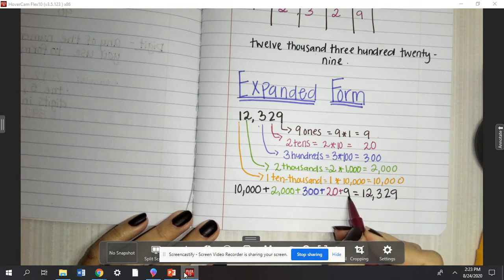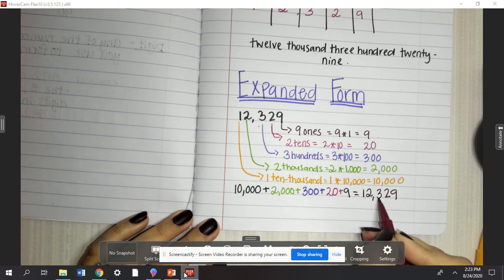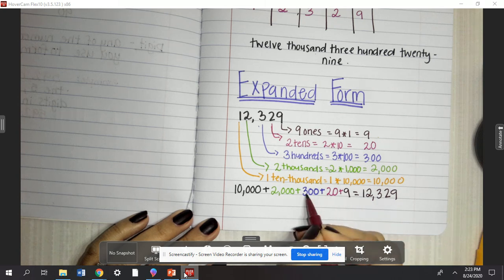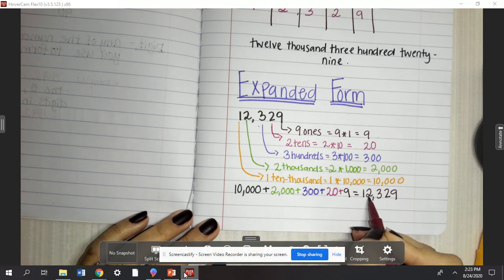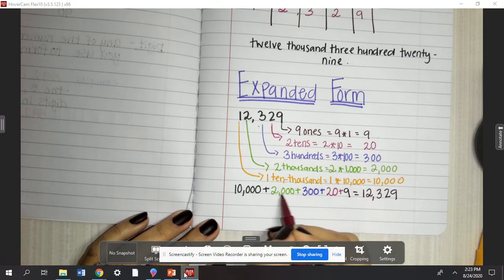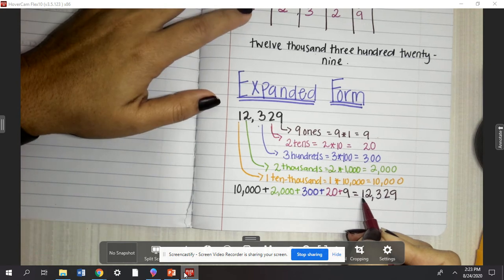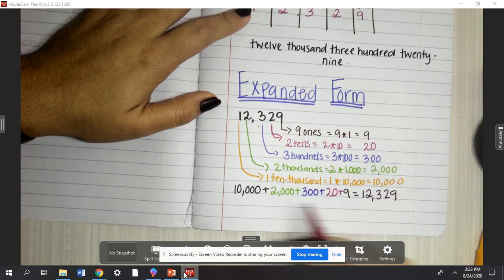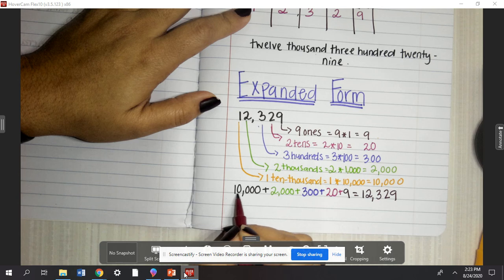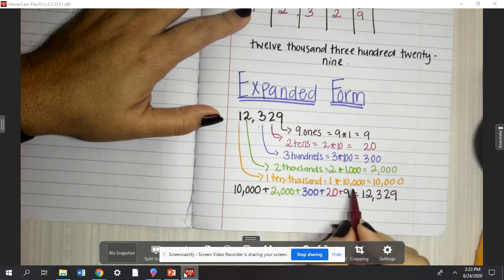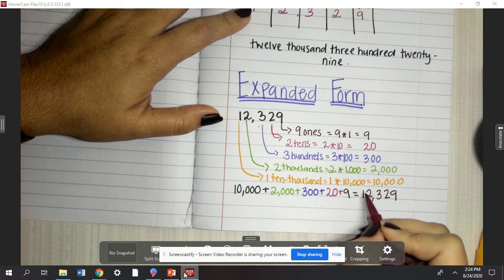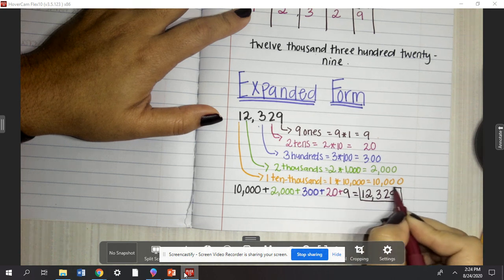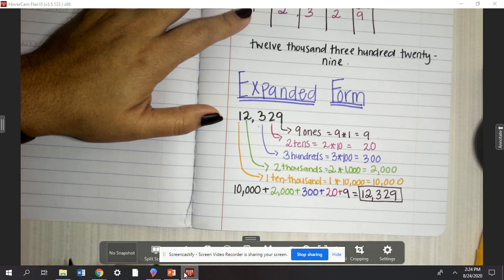So all I did was expand the values of each of these digits in their place. 9 has a value of 9. 2 had a value of 2 tens, which is 20. 3 is in the hundreds, a value of 300. 2 is in the thousands place, so there are 2 of them, so it was 2,000. And then the last one in the 10,000s place had a value of 1 10,000, which I show you here, which is 10,000. So when I find the sum of all of those, I'm going to get 12,329. Now you're going to do some examples, and we'll start off with some small numbers so you can get the hang of it.